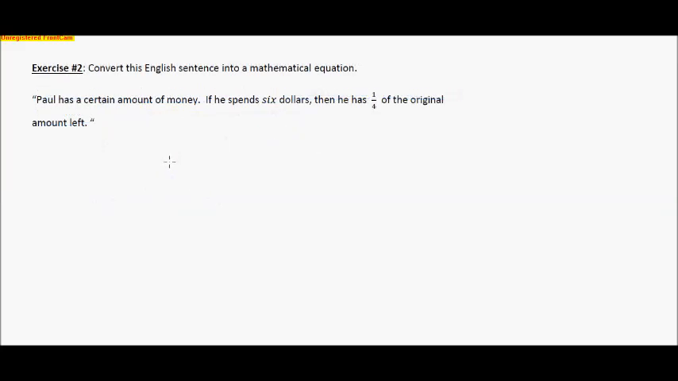Alright, now here is exercise 2. It says Paul has a certain amount of money. If he spends $6, then he has 1/4 of the original amount left. Alright, well, let's define our variable. Let x equal, and what is it we're looking for? He has a certain amount of money. So I'm going to just put let x equal the amount of money. Alright, very easy. Okay, so I've used this part right here.